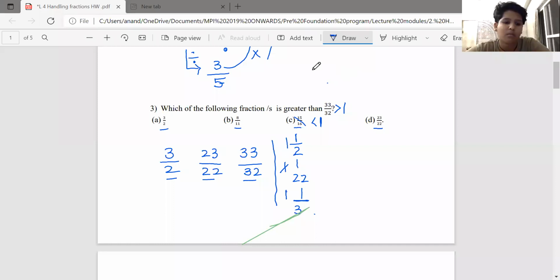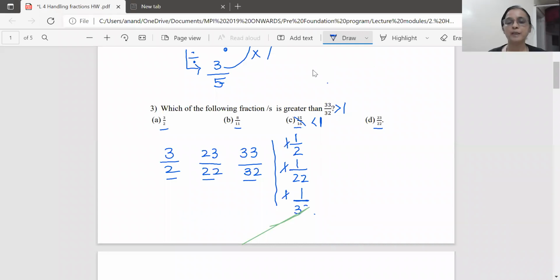Then what remains to be compared? 1 upon 2, 1 upon 22 and 1 upon 32. So now when the numerators are constant, smaller the denominator, greater is the fraction. So both 1 upon 2 and 1 upon 22 become greater than 1 upon 32, and therefore both A and D become greater than 33 upon 32. So this is also one question which has multiple options correct.